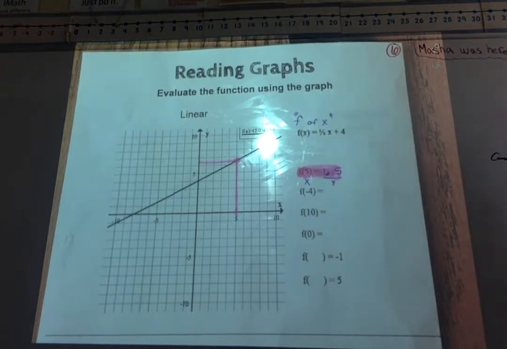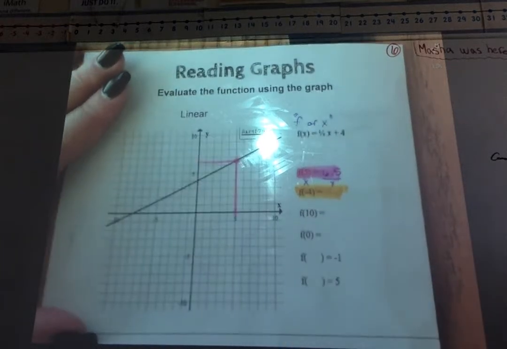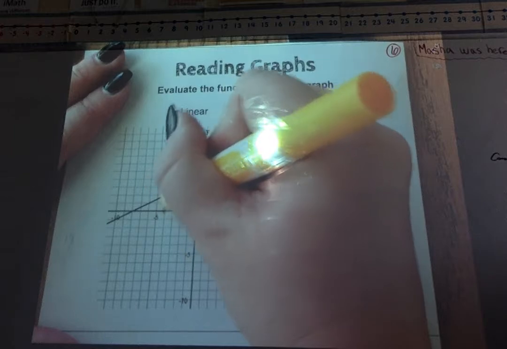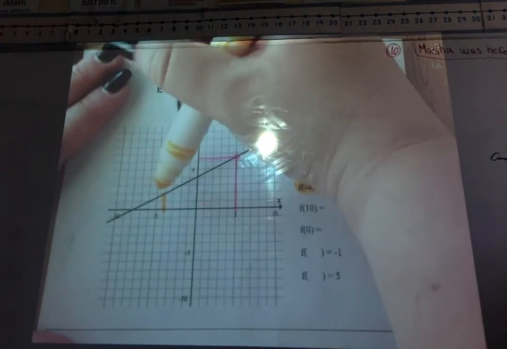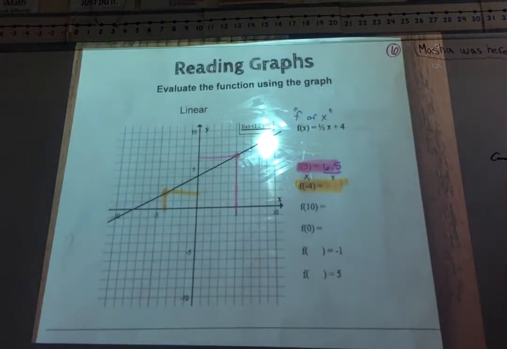So now it says find f when x is equal to -4. So I'm going to highlight this one. And I'm going to find -4. So here's -4. Going up, and then go across. So what is that point that lies on our function line? -4, comma 2. Good.